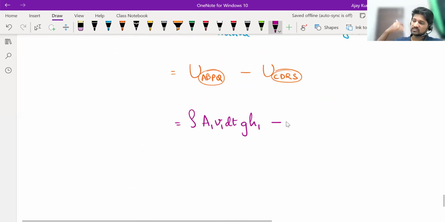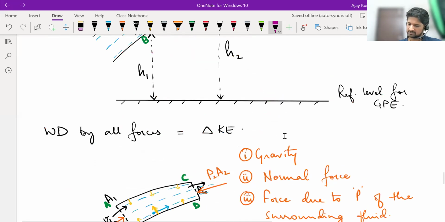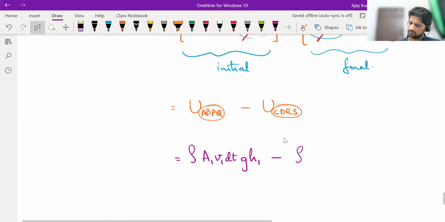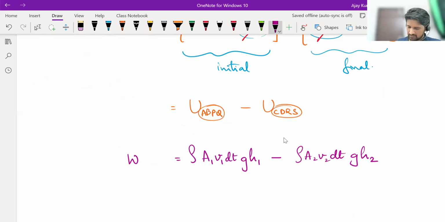minus potential energy in the region CDRS. Again, mgh. How much mass will be present there? Density into volume. Volume of CDRS is area of cross section A2 multiplied with the length of that column V2 dt. So density into volume A2 V2 dt, that is mass, into g into h2 becomes the potential energy there. Therefore, this is the work done by gravity. This is the expression for work done by gravity. Okay. Put this aside.